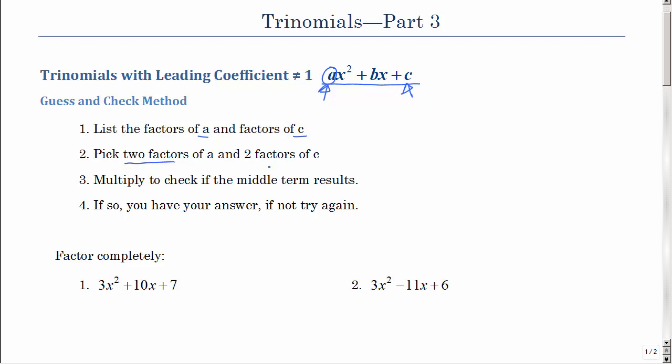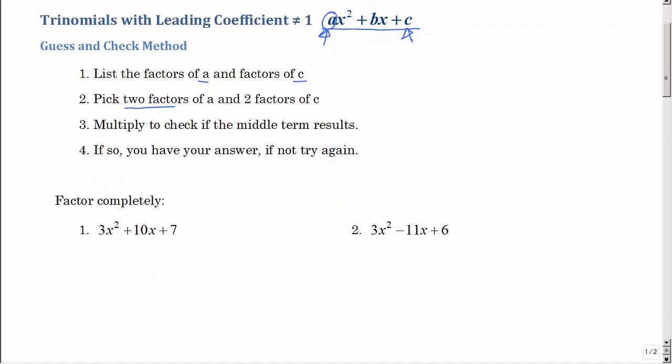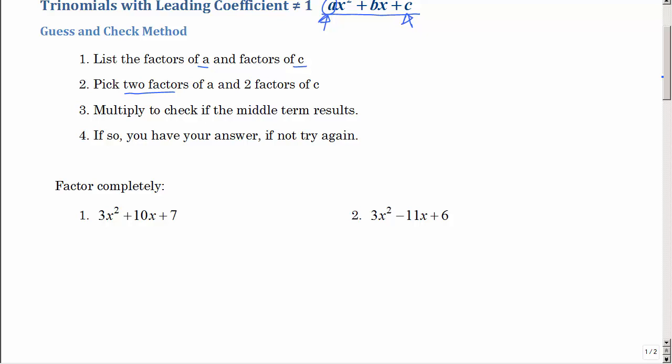Sometimes to pick the two factors, we have some hints on which ones to pick. So let's just see. On number 1, factor completely. It's a little bit easier when the first term and the last term are prime numbers. Remember what those are? Primes can only be divided by themselves and 1. And so when we list the factors of A, the only factors we have are 3 and 1. And we list the factors of C, it's only 7 and 1.